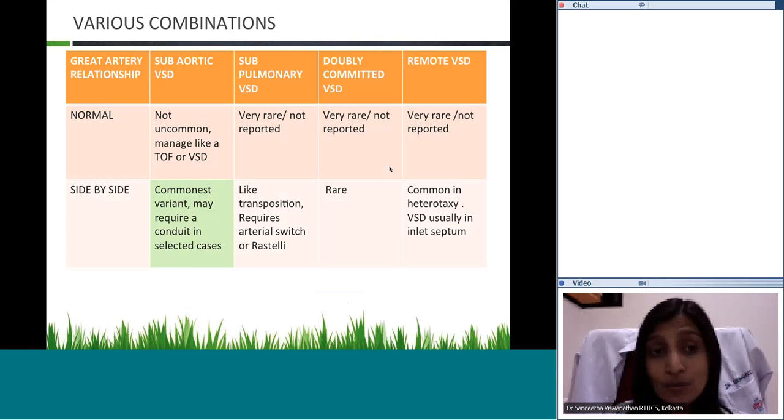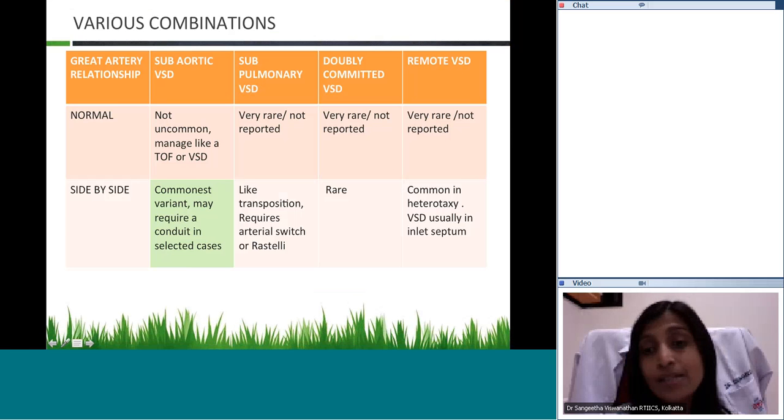Based on these, we can have 16 different types of DORV. Some of them are very, very rare. So I think our focus should be on the commoner varieties, because these are the ones that we are likely to come across, and these are the ones in which we have to make decisions. As we know now, the subaortic VSD is the commonest type of VSD, and side-by-side arrangement of great arteries is the commonest type of great artery relationship. So the commonest variant of DORV is when you have a subaortic VSD and side-by-side arrangement of the great arteries.